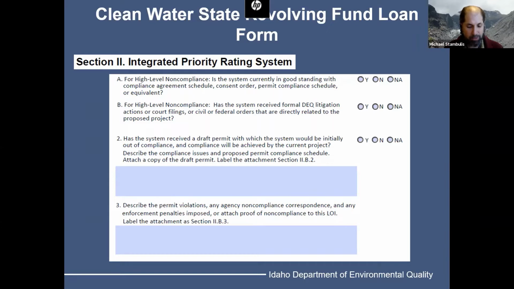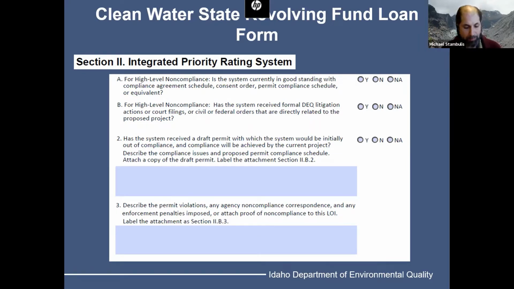However, if DEQ is pursuing legal action or has some other indication that a system is not following their compliance agreement schedule or other consent order or permit compliance schedule, then you'll lose a portion of the points. Once again, that's just to try and level the playing field for folks who are not in a non-compliance scenario, or basically are good actors, so to speak.